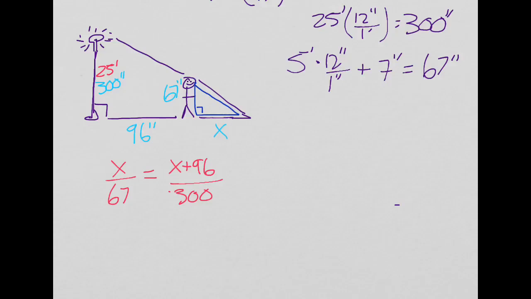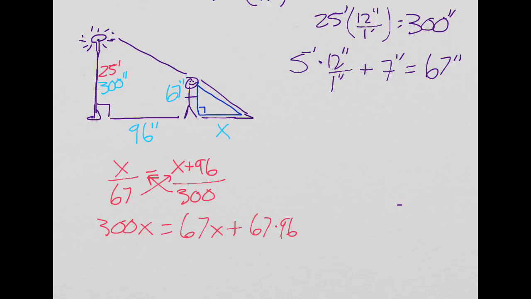And so I'm going to cross multiply to get 300x equals 67x plus 67 times 96, whatever that huge number is. And so let's simplify things. Let's subtract 67x from both sides to get 233x equals 67 times 96, which is 6,432.